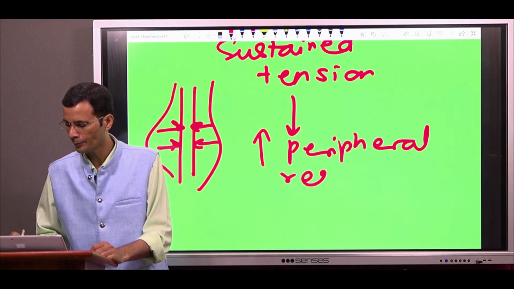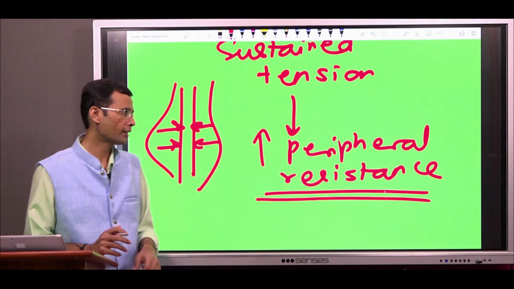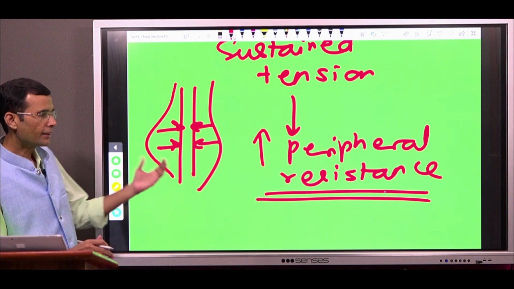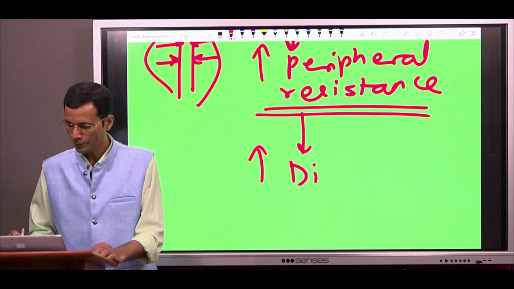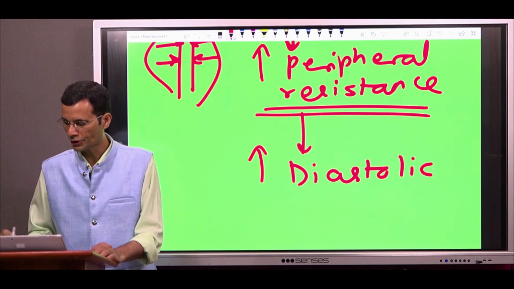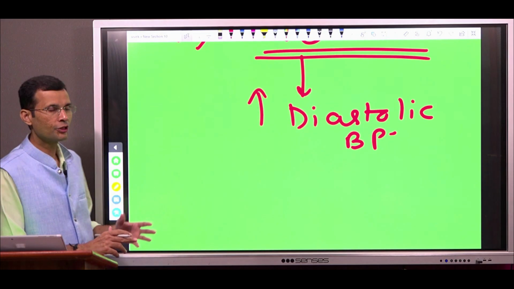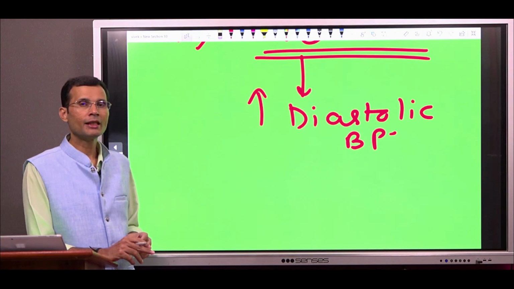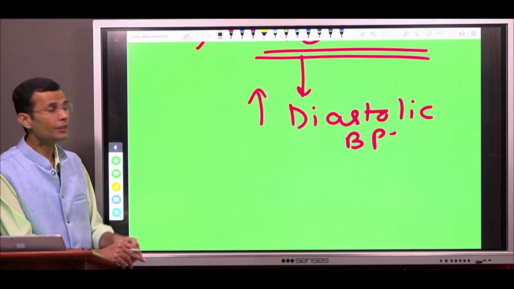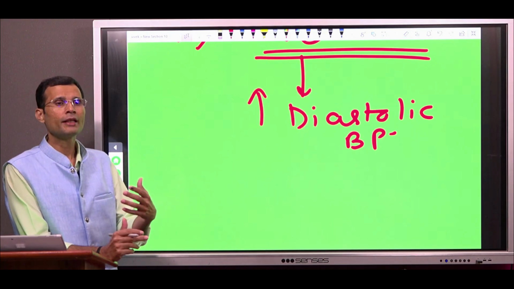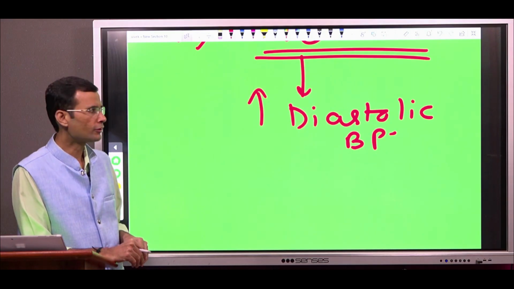Remember, we said this, skeletal muscle blood vessels, they contribute mainly to the peripheral resistance. And if there is increased peripheral resistance, there is increased diastolic blood pressure. So, as I mentioned previously, since hypertension is labeled on the basis of diastolic blood pressure, and these exercises increase the diastolic blood pressure, they are generally not advised in hypertensive individuals.